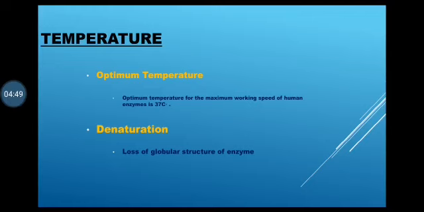When the temperature rises to a certain limit, heat adds to the activation energy and also provides kinetic energy for the reaction. But when the temperature is raised well above the optimum temperature, what happens? Heat energy increases the vibration of atoms of enzymes and the globular structure of the enzyme is lost. This is called denaturation of the enzyme. It results in a rapid decrease in the rate of enzyme action, or it may be blocked completely.